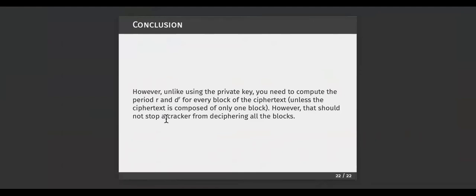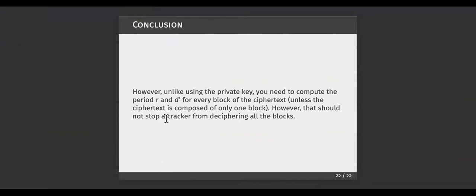Unlike using a private key, you need to compute for period r and d prime for every block of the ciphertext. So that's it. This is the practical RSA way of doing it.